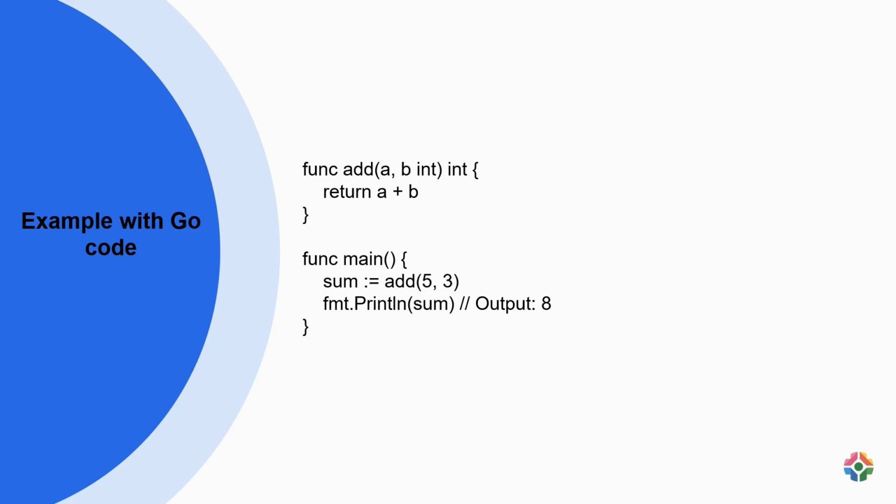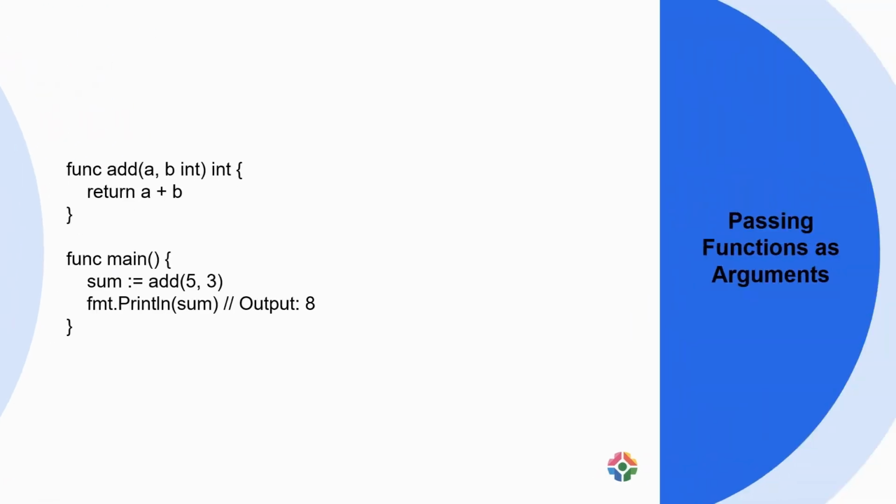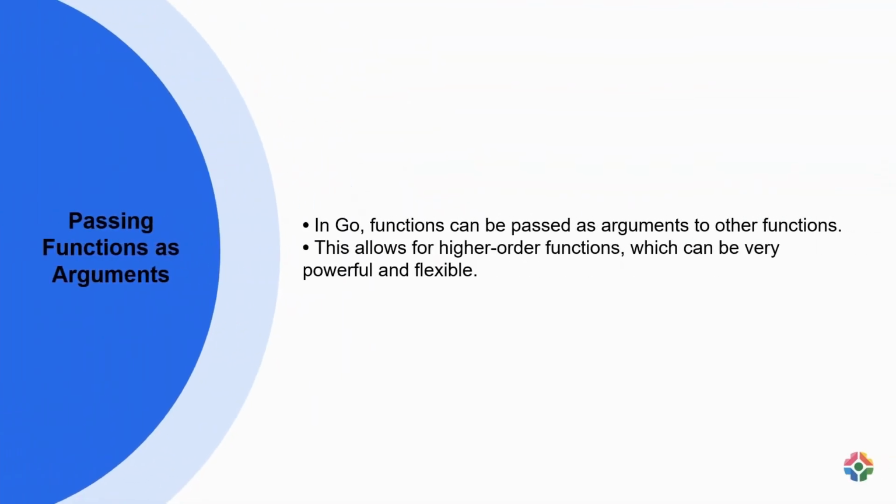This type of modular approach to coding allows for reusability of functions like add across different parts of a program, promoting efficiency and maintainability in software development. In Go, functions can be passed as arguments to other functions, allowing for the creation of higher-order functions. This feature enhances the flexibility and power of the language by enabling functions to be treated as values.